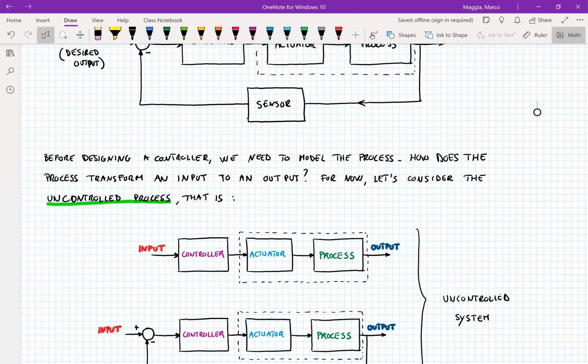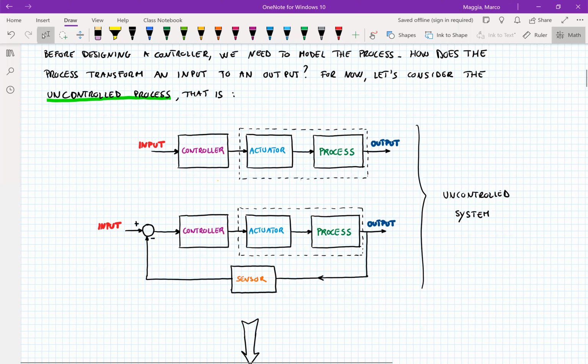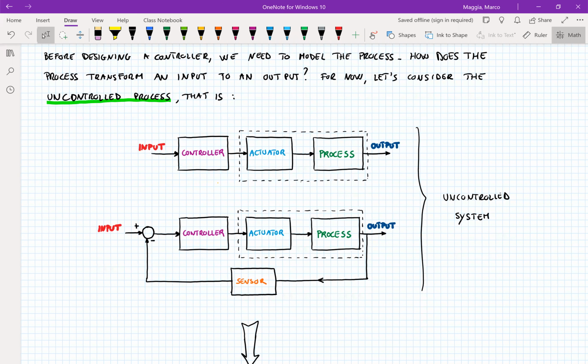However, before designing a controller, we need to model the process. We need to know how the process behaves. In other words, how does the process transform an input to an output? So before starting to think about a controller, we have to know pretty much into detail how a process transforms an input into an output.